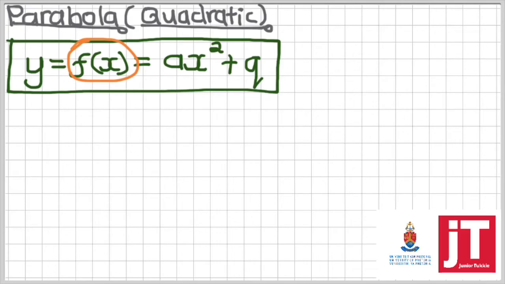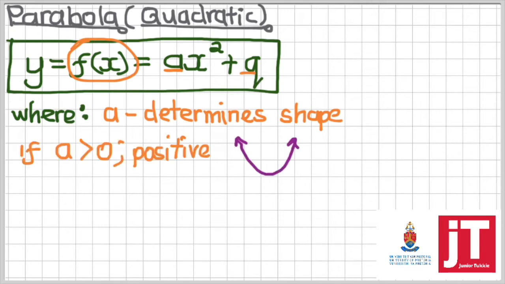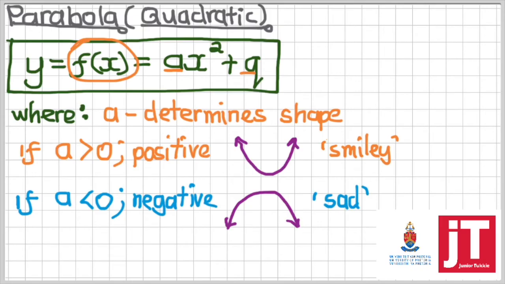So to define our unknowns a and q, starting with a, it determines the shape of your graph. If your a is positive, you're going to have a graph which is concave up. Generally speaking, we say it's smiley. The reverse is true. If your a is negative, the graph is concave down. In other words, it's sad.